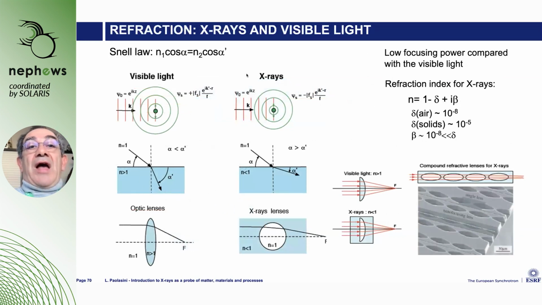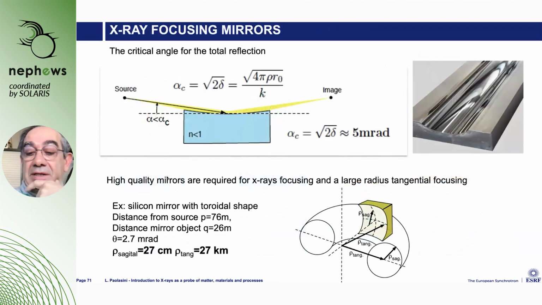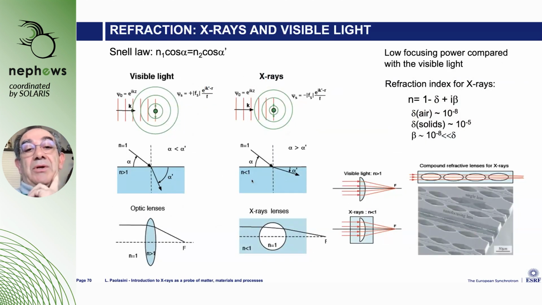And the fact that the real part of the refraction index of X-ray is smaller than 1 implies consequences in the case of the optic law. We know that the Snell law, for example, for visible light: when a light beam crosses a surface with a material which has a refraction index smaller than 1, the emerging angle increases. In the case of X-rays, because the refraction index is smaller than 1 in the material, this angle alpha prime is smaller with respect to the incident angle in the air or in the vacuum.